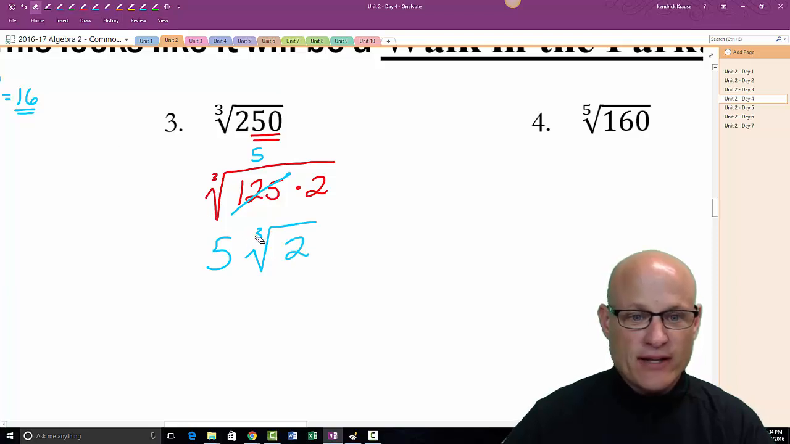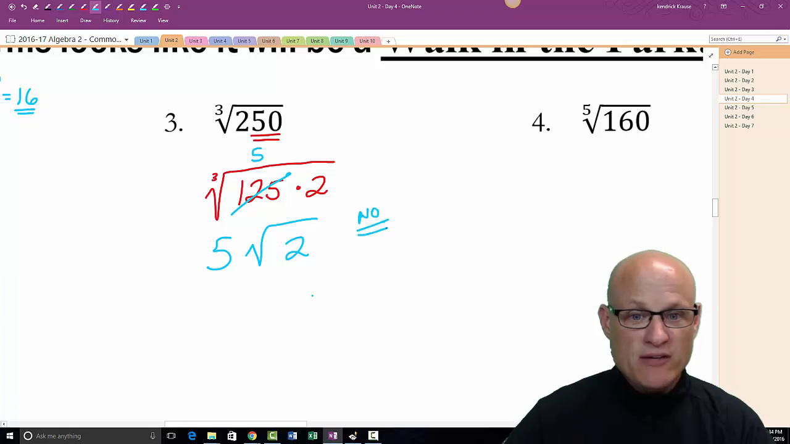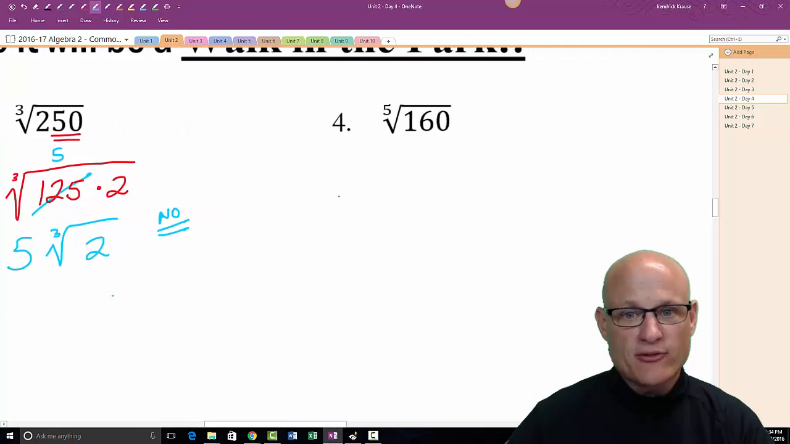Now guess what happens if you forget the cube, or the cube root? Now you've written 5 square roots of 2, and that answer is not correct. Be very careful. If you forget this 3 here, you have gotten the wrong answer.